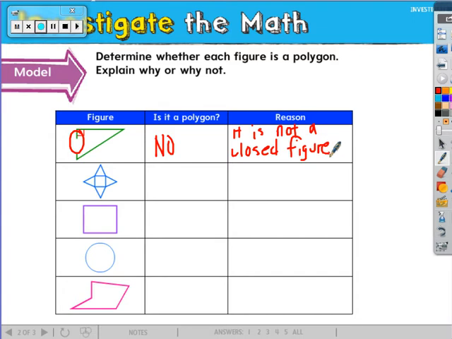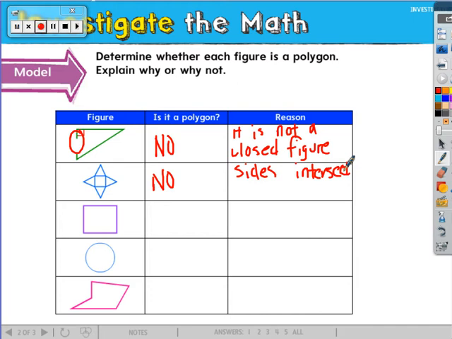Number 2. No. Why not? Because they cross. They intersect. Because our sides intersect, huh? The sides cross each other. We'll just say intersect. Intersect means cross.